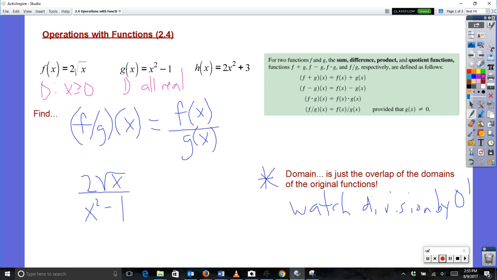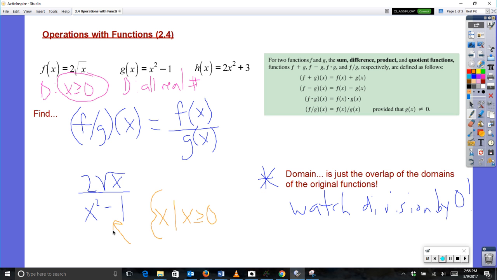You can plug anything in and square it and then subtract 1. When we combine them then, the overlap, so if we're looking at like what does anything greater than or equal to 0 all real numbers have in common, they overlap where x is greater than or equal to 0. So for this one I would say the domain is all x's such that x is at least 0. But wait, there's a catch, because in fraction form we got to watch the division by 0. There's two numbers that would mess that up. One of them's -1, because -1 squared is 1, minus 1 is 0. But we can't take the square root of -1, so we're already throwing that out anyway.